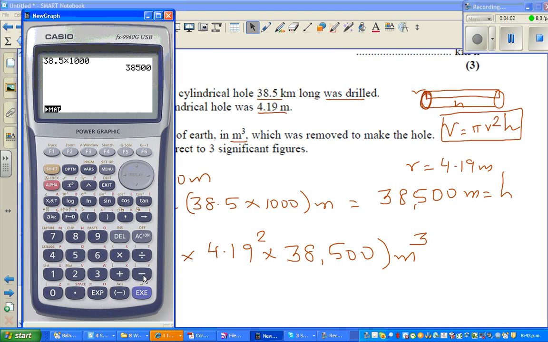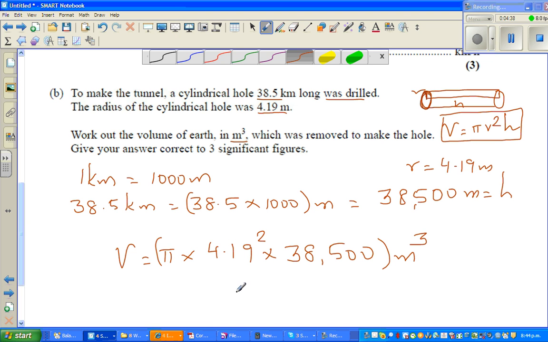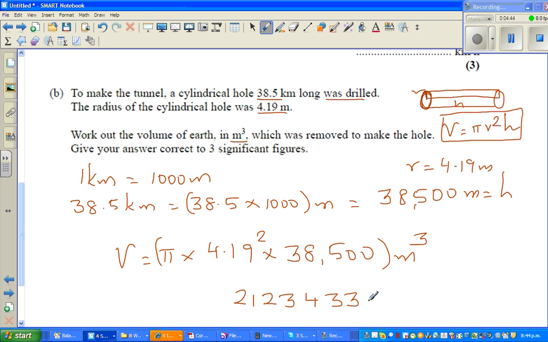Okay, so this is shift pi times 4.19 squared times 38,500. And you want the answer in three significant figures. So this is 2,123,433 meters cubed.